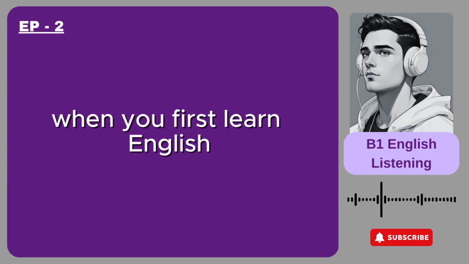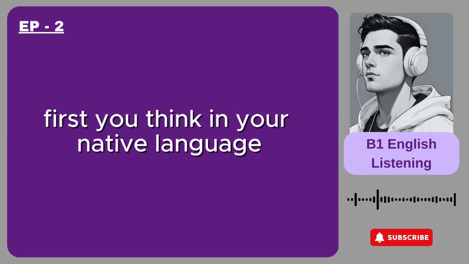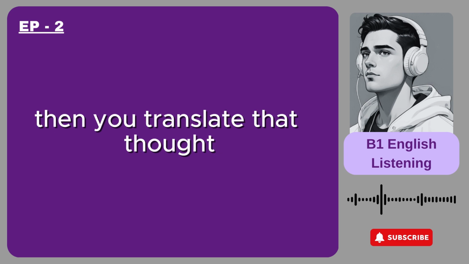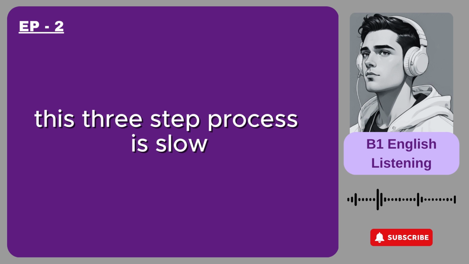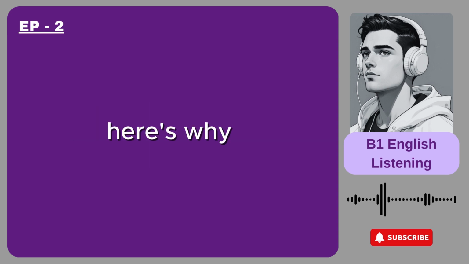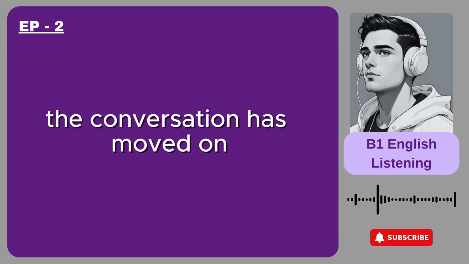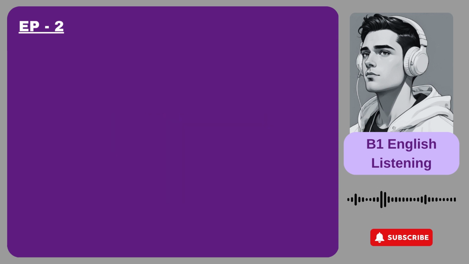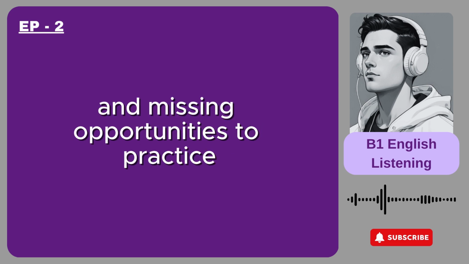When you first learn English, your brain builds a specific pathway. First, you think in your native language, then you translate that thought, then you speak in English. This 3-step process is slow, exhausting, and actually prevents fluency. Here's why. By the time you've finished this mental translation, the conversation has moved on. You're constantly playing catch-up, feeling frustrated, and missing opportunities to practice.